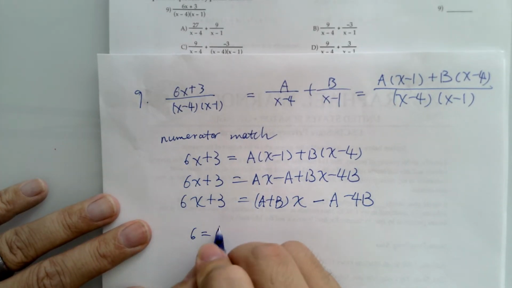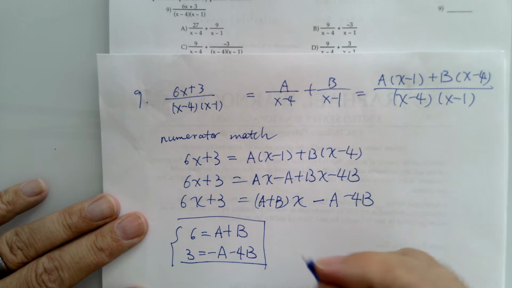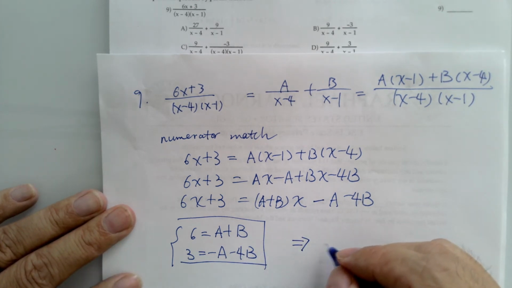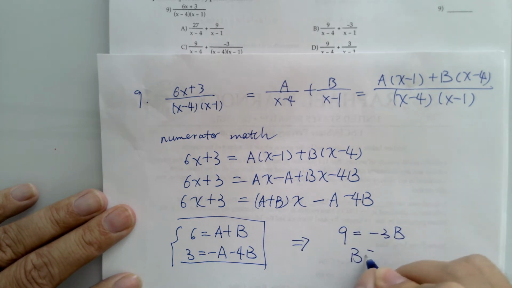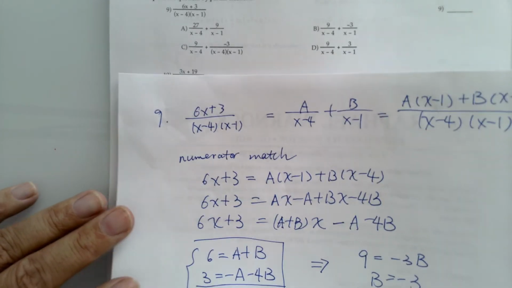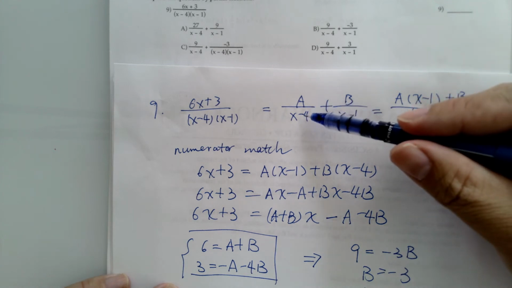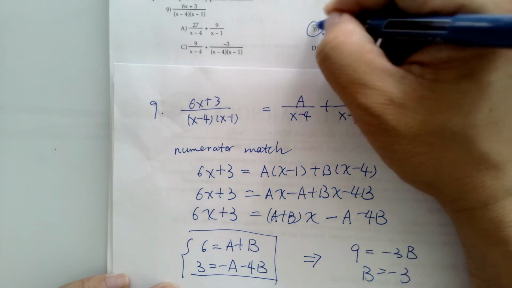So 6 equals A plus B, and 3 equals negative A minus 4B. So this is a system of equations. Easily you can solve that. If you add them together, you're going to have 9 equals negative 3B, so B equals negative 3. A is going to equal 9, right? So it's easy. So we can check: 9 over x minus 4 plus negative 3 over x minus 1. So the answer is B.